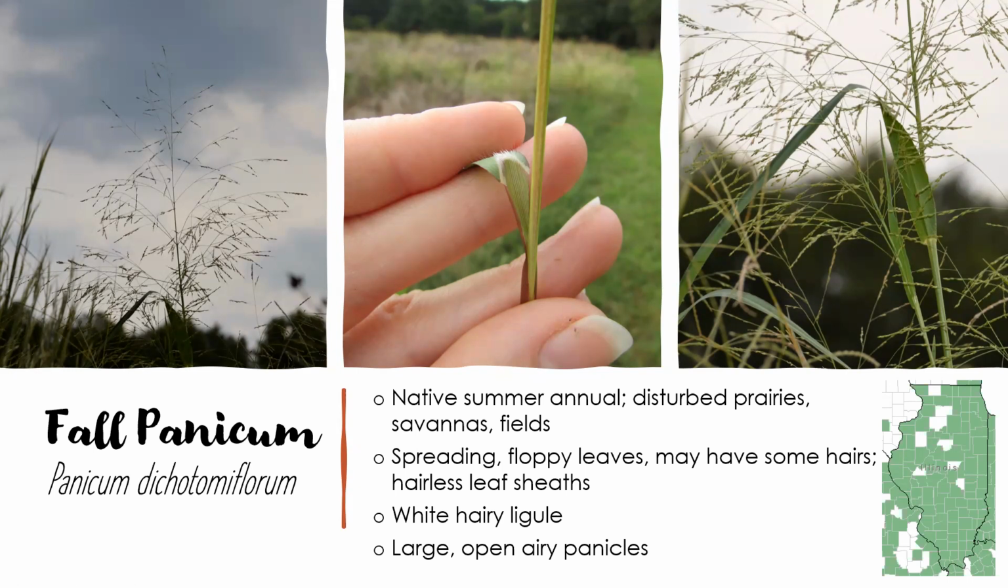They can have hairs on the leaves. You can see some hairs at the base of the leaf blade here. But an important thing to tell it apart from the next grass we're going to look at is that the leaf sheaths, the parts that wrap around the stem, are hairless. There aren't any hairs there. So you might find hairs on the blades, but you won't find them on the sheath. This is a grass with a ligule, and it's a white hairy ligule.